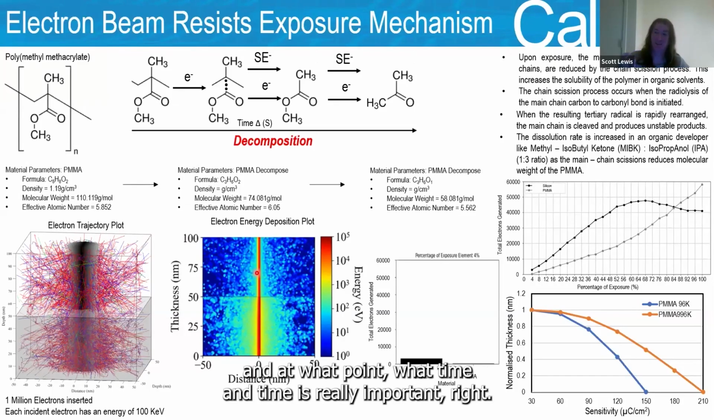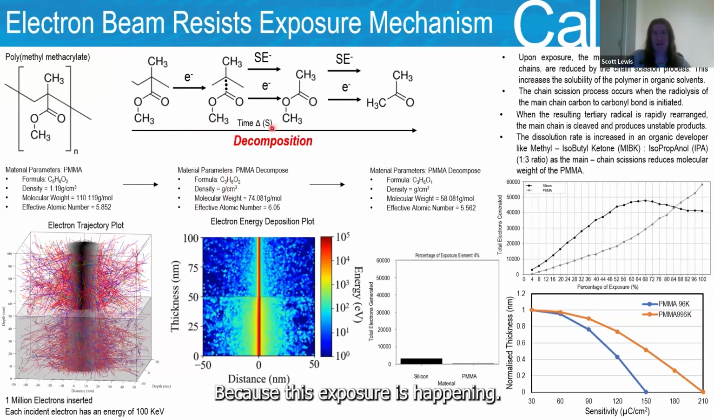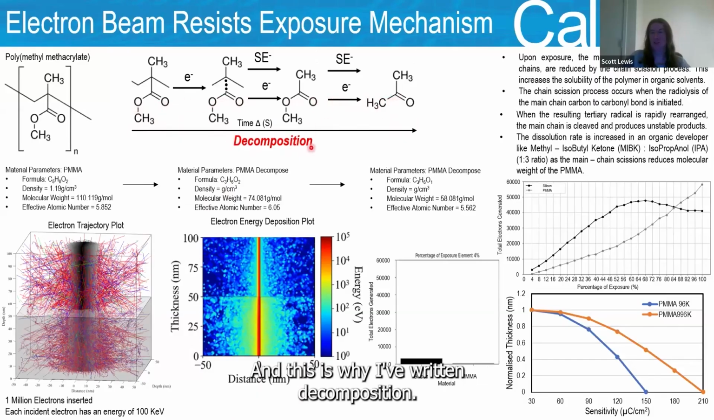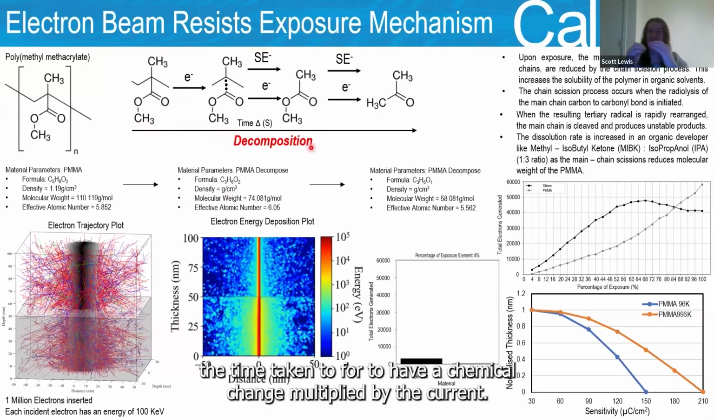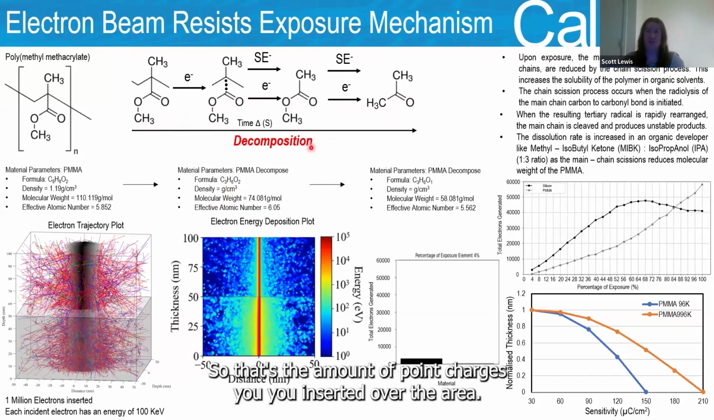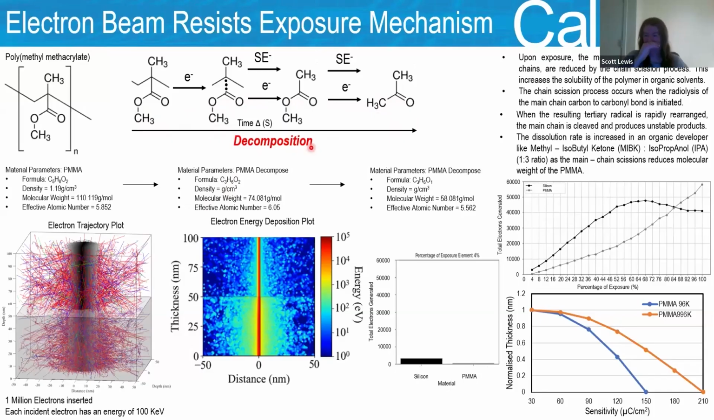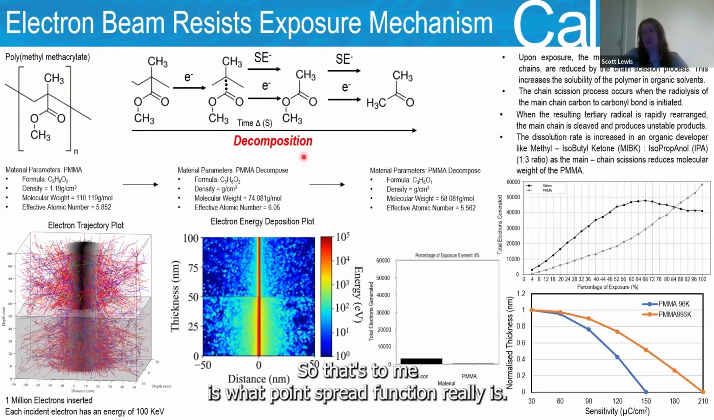at what time. And time is really important, right? Because this exposure is happening over time, right? So you can imagine this is decomposing, and this is why I've written decomposition there, meaning that if you think about your dose equation, you've got dose equals the time taken for it to have a chemical change multiplied by the current. So that's the amount of point charges you inserted in over the area. It's as simple as that. So that to me is what a point spread function really is.